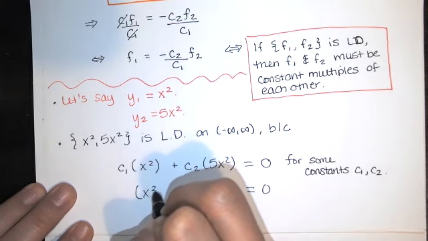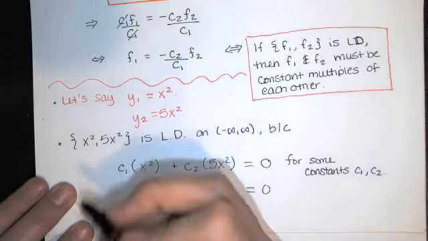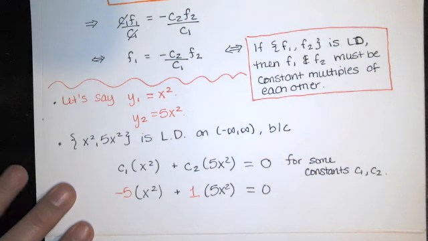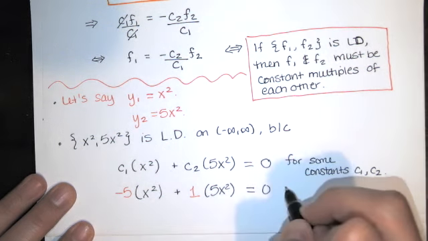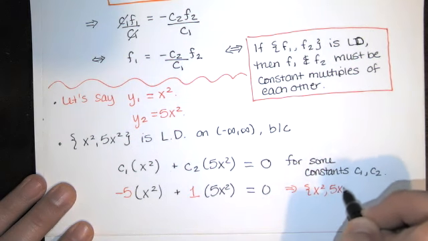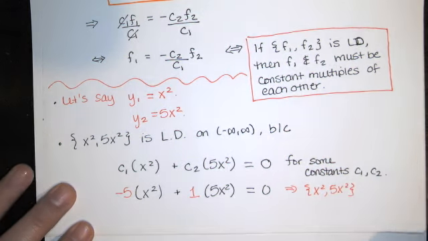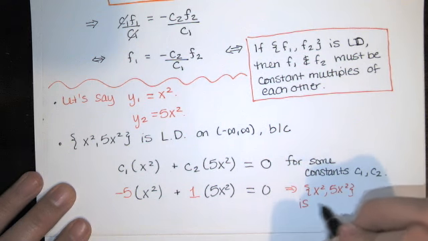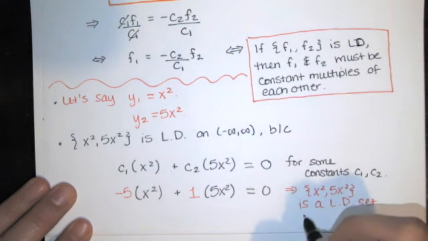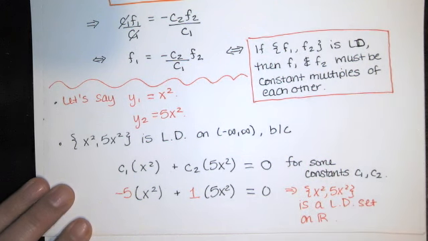and at the same time I said that C sub 1 is, say, -5, then -5 times x squared plus 1 times 5x squared would give me a 0. So this would imply that this set, x squared and 5x squared, the set of functions, is a linearly dependent set on the real line.